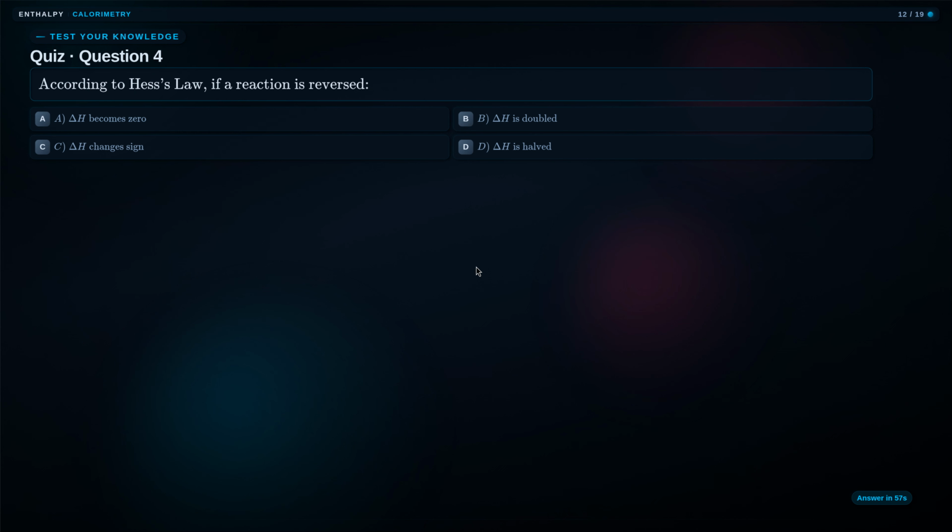Quiz question 4. According to Hess's law, if a reaction is reversed, what happens to delta H? Option A, delta H becomes 0. Option B, delta H is doubled. Option C, delta H changes sign. Option D, delta H is halved. Study the options and select your answer.